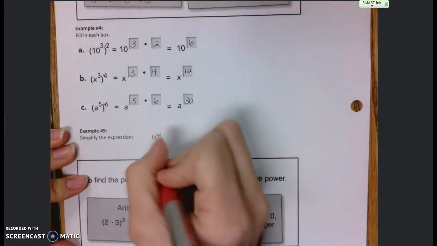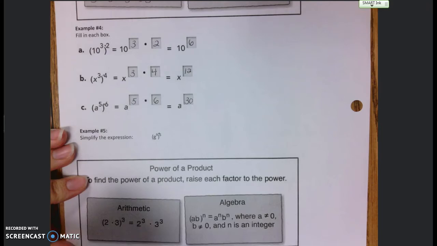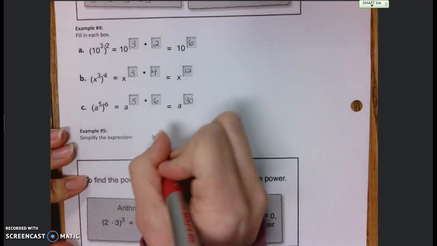Number 5, this one has a power raised to the power. So again, you are going to do 9 times 6, so this will be g to the 54th.